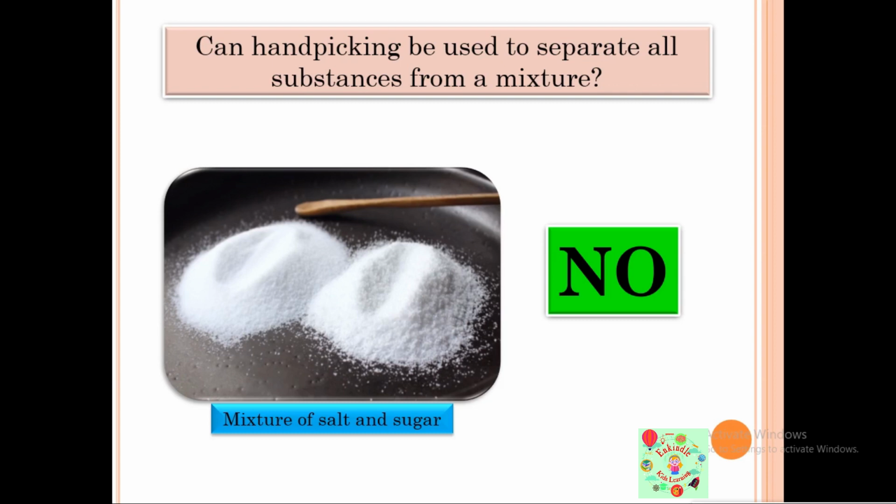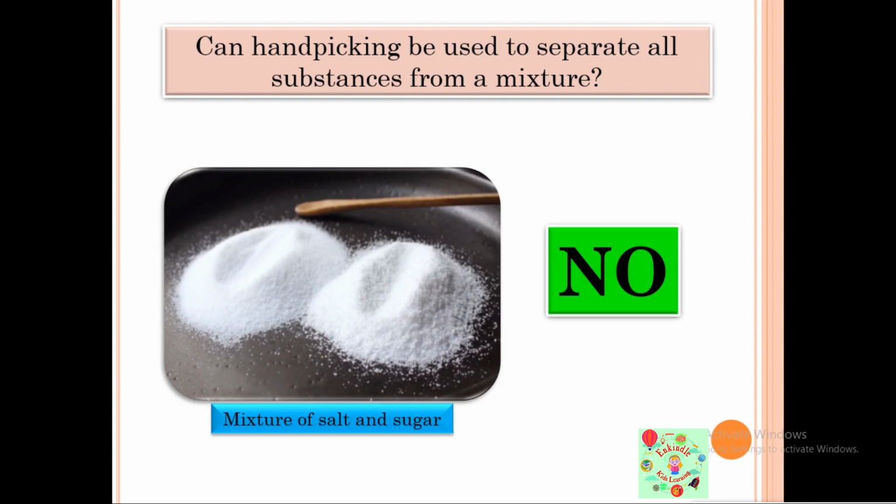Hand picking can be used only when the size of the impure substance is large. If it is small like salt or sugar, it is impossible for us to separate the impure substance using our hand. And the second point is when the quantity of impure substance is less. Only if the quantity is less, it is easy for us to separate the impure substances.